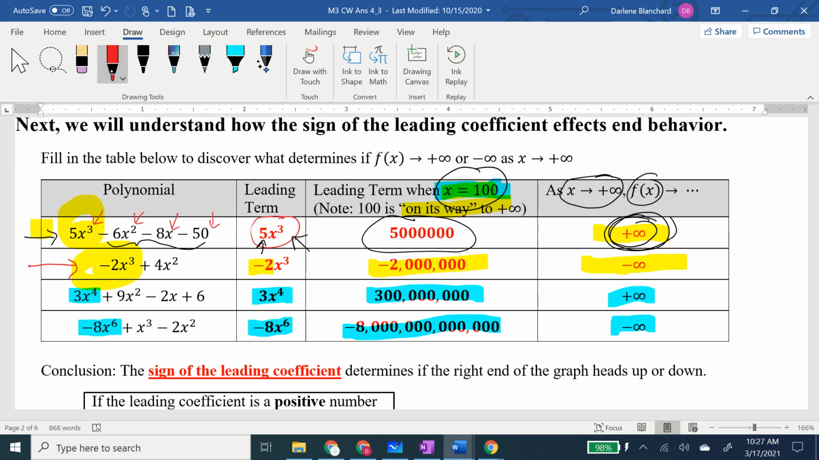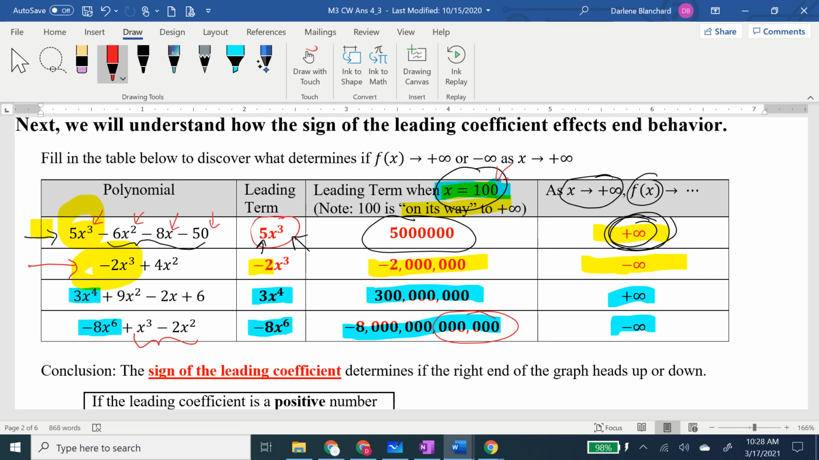And with what I just talked to you about, the addition of these lesser degree terms is going to change a small bit of it. But this is only x equals 100, and we're talking about x continuing to get larger and never stopping getting larger. And adding on these much, much smaller numbers is not going to affect the final end behavior.